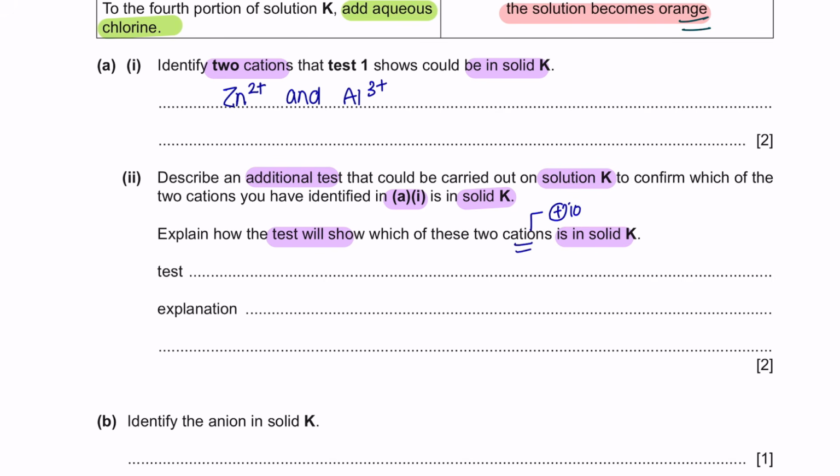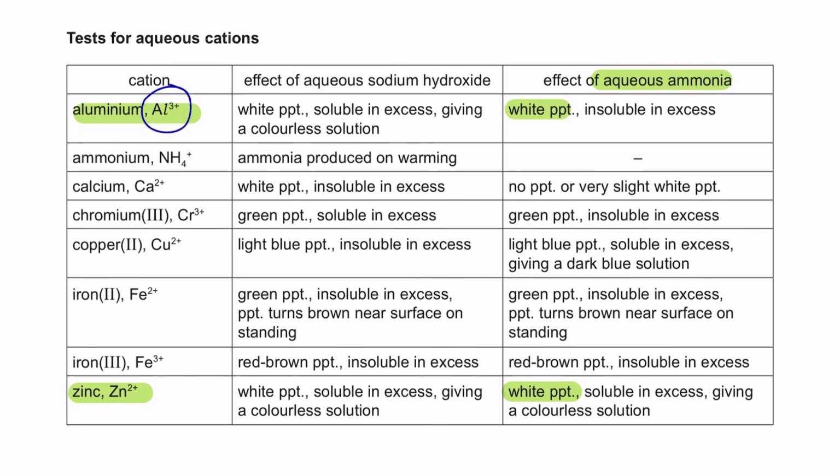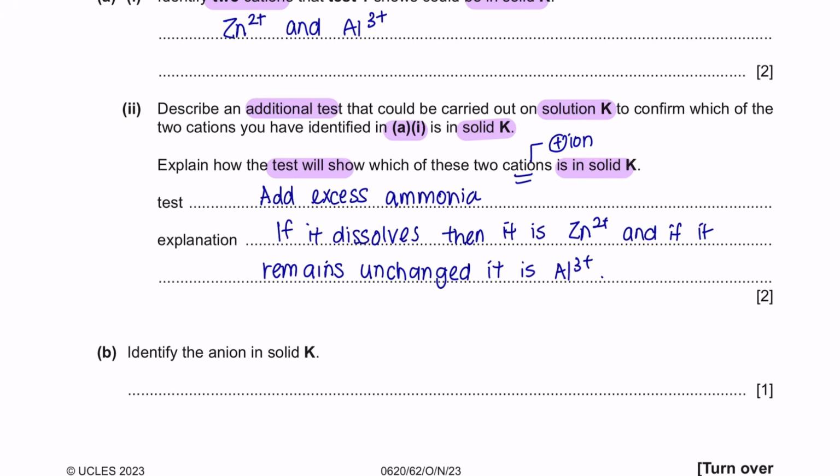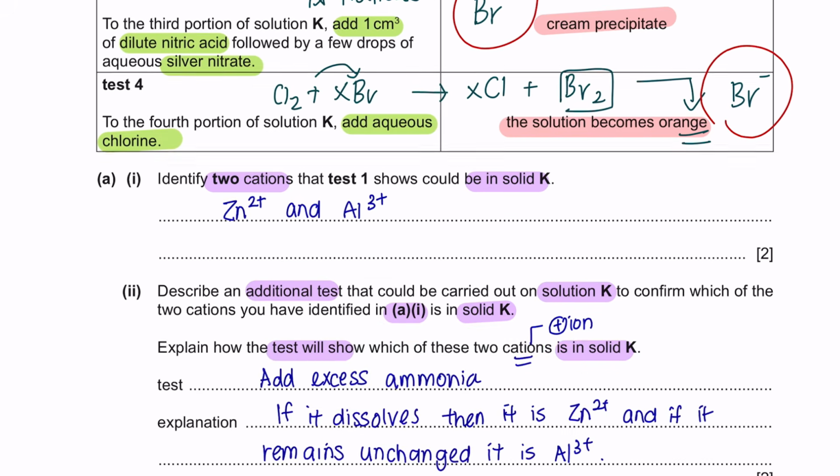Cations are positively charged ions. So as you can see here, we don't know whether it is zinc or aluminium. So to check whether it is aluminium or zinc, what we can do is we can add excess ammonia. If it is insoluble, then it would be aluminium. If it is soluble in excess, then it would be zinc 2+. This is how we can differentiate or identify between these two. Next, part B, identify the anion in solid K. Anion is your negatively charged ion, and the anion here is bromide.